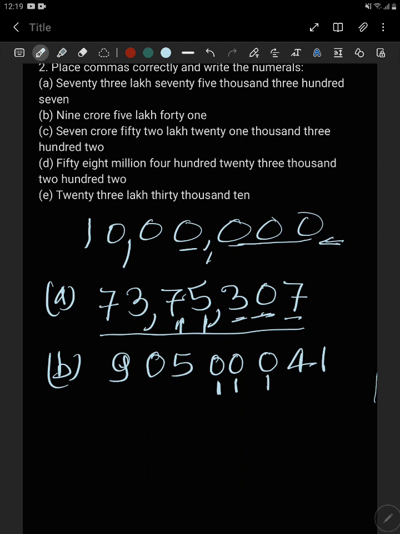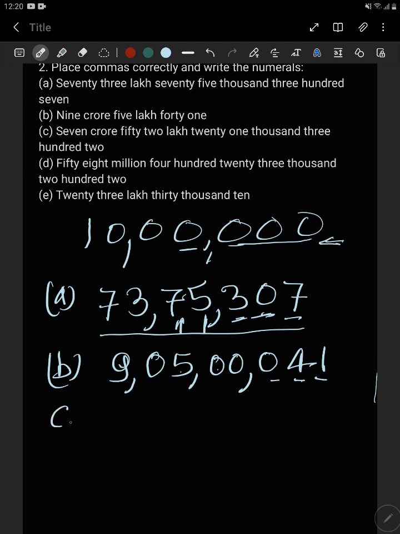Now to put commas here, we will start from the right side and count 1 2 3. After 3, the comma is like this, and after two digits we'll have the next comma. So after this 0 and this 0 we'll put a comma here, and now we'll skip two digits again, this 5 and 0, and we'll put a comma here. So like this we write the number 9 crores 5 lakh 41. I think it is understood.